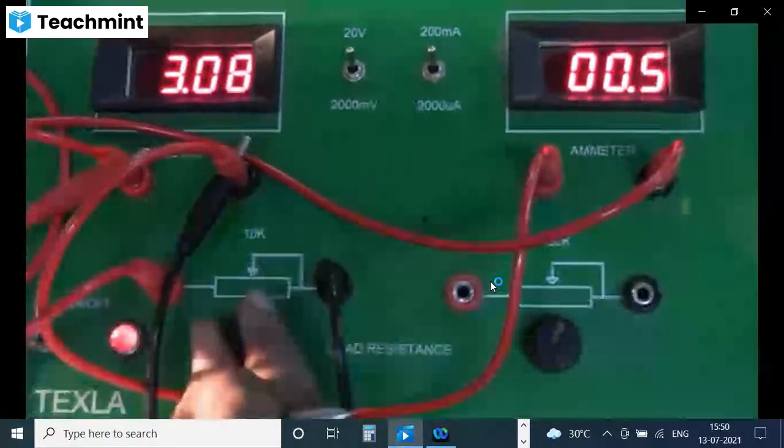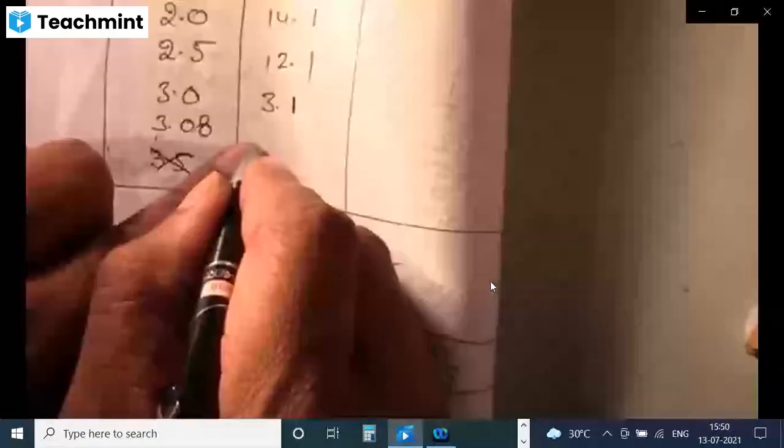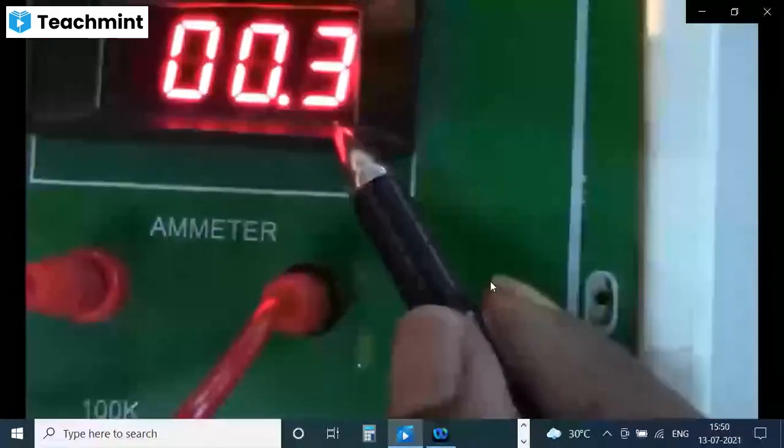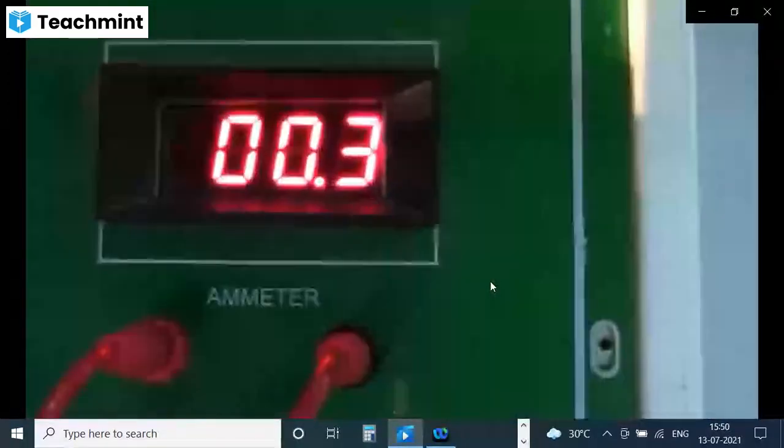So the final reading is 3.08 volts. So note down the last reading, 3.08 volts. At this particular voltage, what is the current? Note down. At this 3.08 volts, what is the current? 0.3 milliamperes. So note down the same.